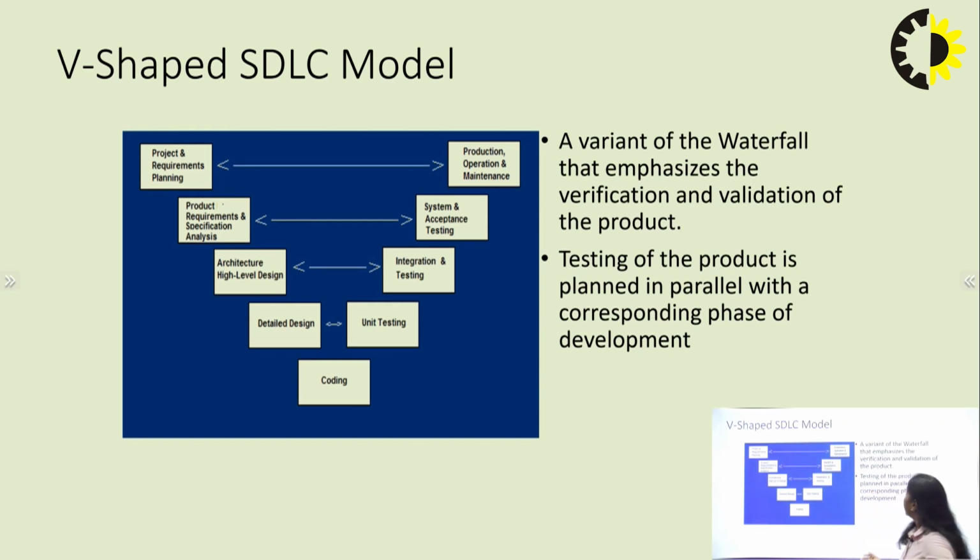So a variant of the waterfall model that emphasizes the verification and validation of the product is known as the V-shaped SDLC model. Testing of the product is planned in parallel with the corresponding phase of development. That's why the V-shaped model performs the testing of the product.